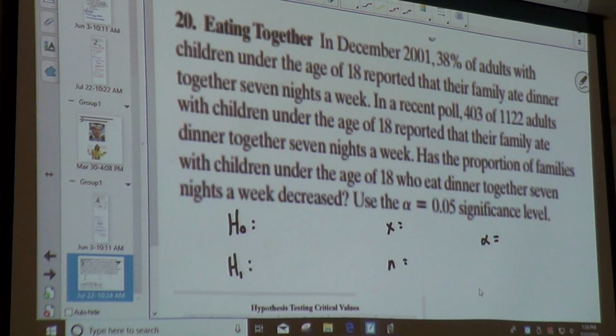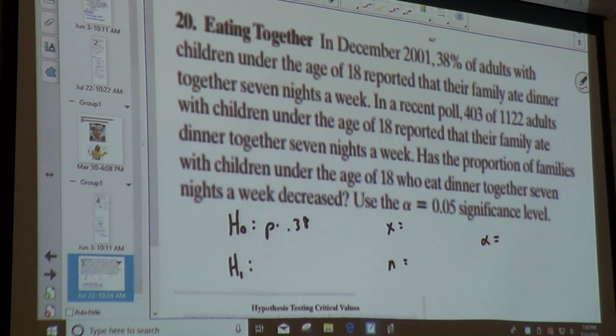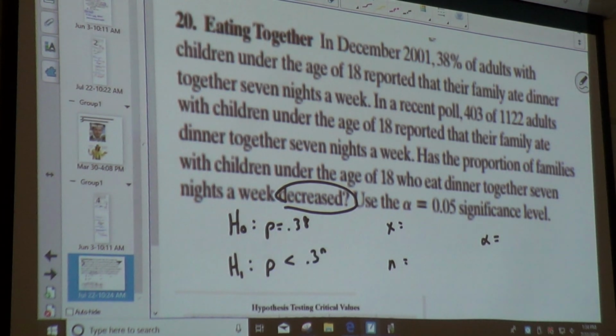All right, first thing I want to do is get the H0 and the H1. What am I talking about in this problem? What's going to be my H0? 0.38. It is a percentage, so P equals 0.38. What am I trying to prove? It has decreased, so that's going to be P is less than 0.38.